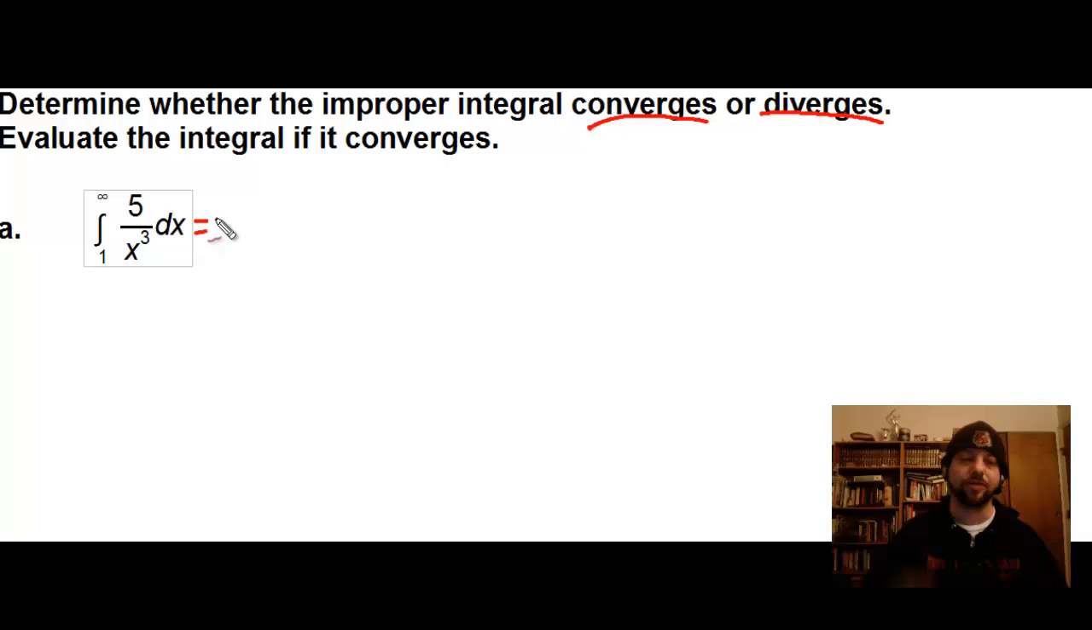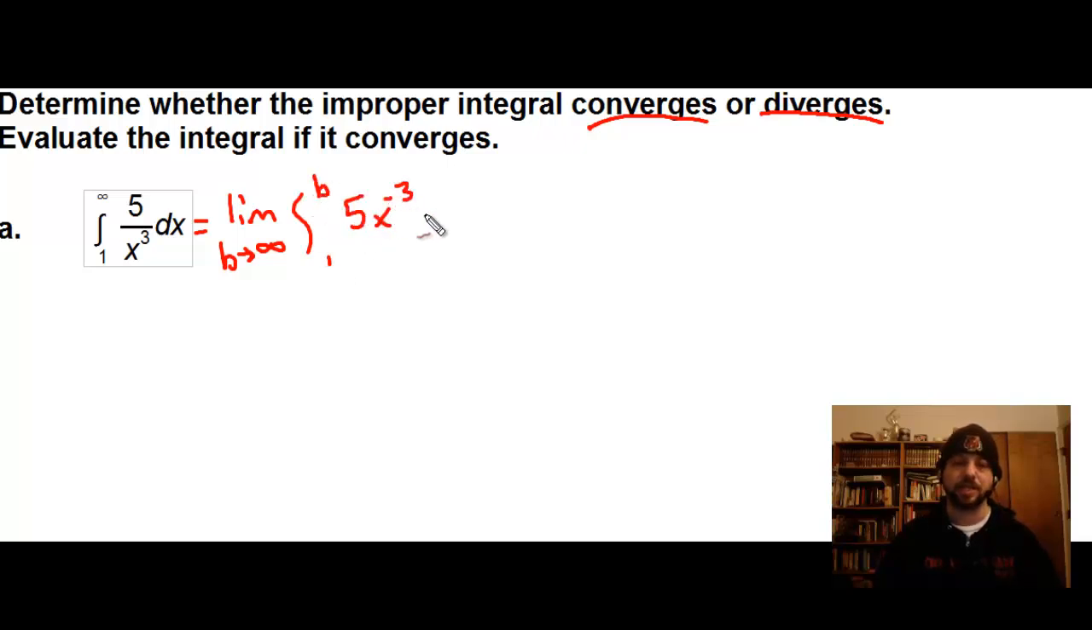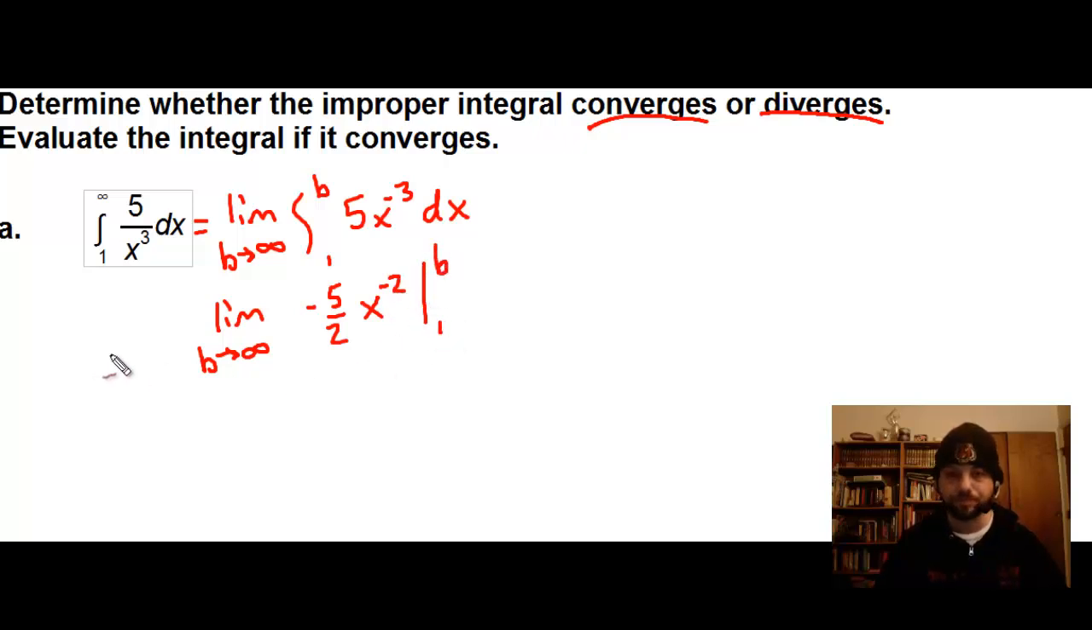As we said previously, we're going to rewrite this as the limit as b approaches infinity of the integral from 1 to b of, I'm going to rewrite this as 5x to the negative 3 dx. All right, so no problem so far. This is an integral that we can handle. And if we go ahead and integrate this, of course, what we're going to end up with is negative 5 halves x to the negative 2 from 1 to b. All right, well, that negative 5 over 2 is a constant, and I'm going to go ahead and move that out of the way here.